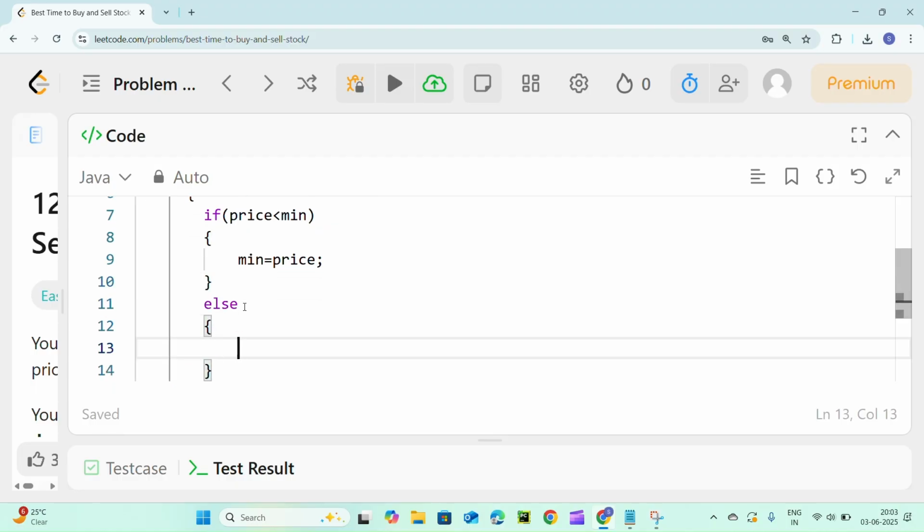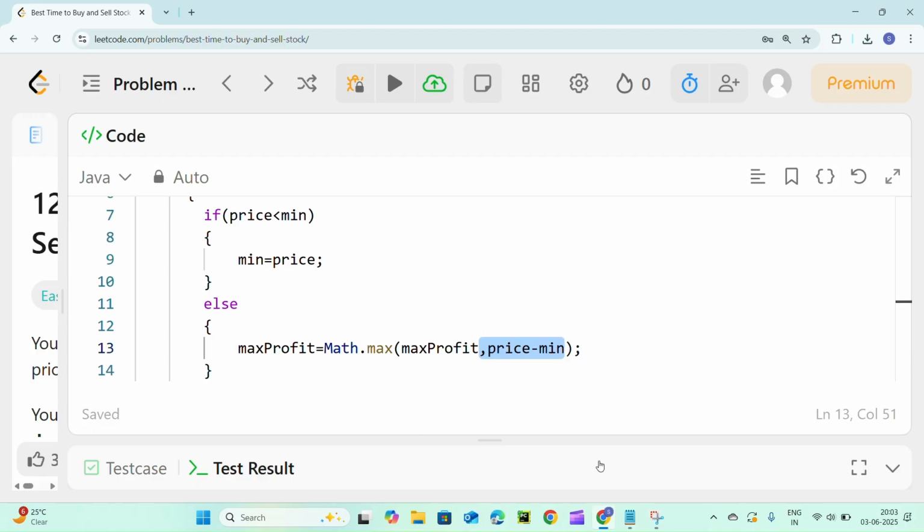And in the else block, what we need to write, here I am writing everything in this block only. That is, let me explain, max profit equal to Math.max of max profit comma price minus minimum. The final output what we need to get is subtracting the selling price minus buying price, that I have written here. I will explain this with an example so you will get it.